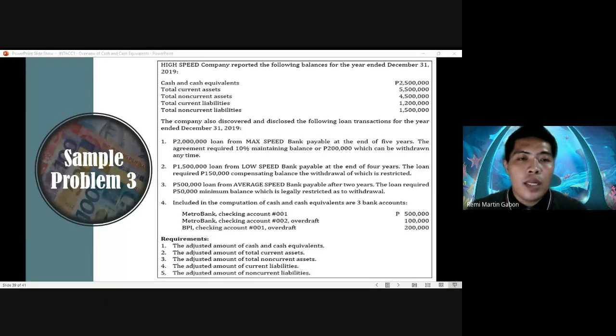Then number 4, included in the computation of cash and cash equivalents are 3 bank accounts. So we have 2 Metrobank accounts, 1 positive and 1 overdraft. Then BPI checking account, overdraft. So naisama daw dito, meaning included, yung requirements sa atin, the adjusted amounts. The same analysis ng kanina sa problem 1. Sabay-sabay, walang iwanan. Pero may konting twist ako dito para mas mabilis yung analysis natin. Minodify ko. So how do we solve this one?